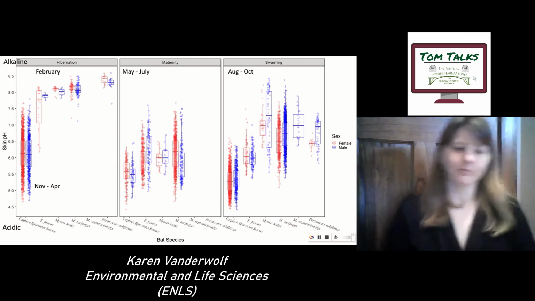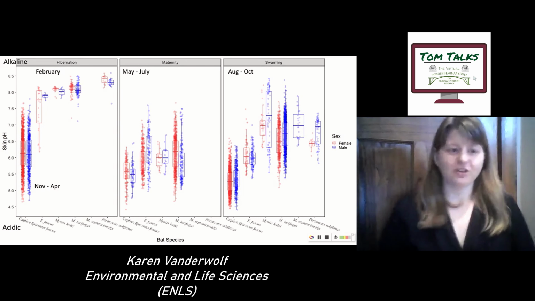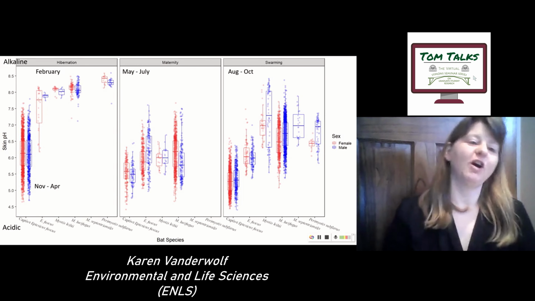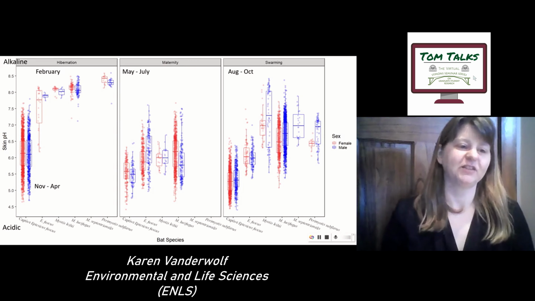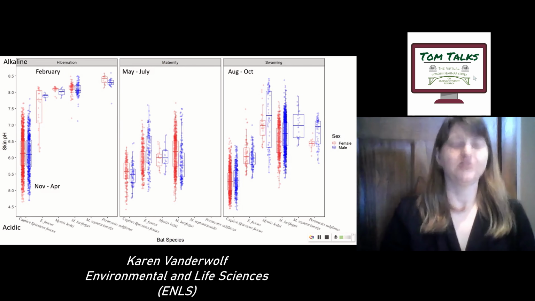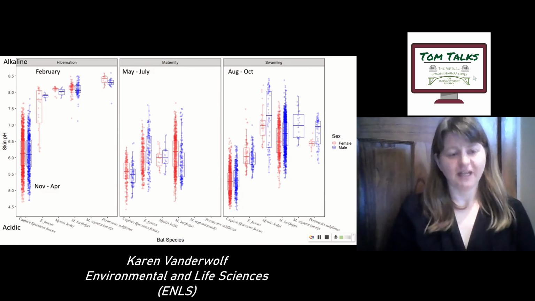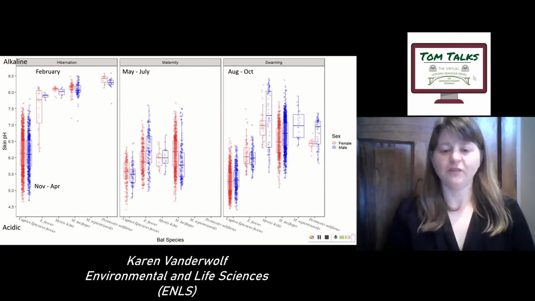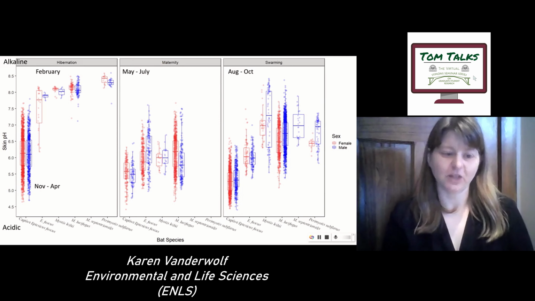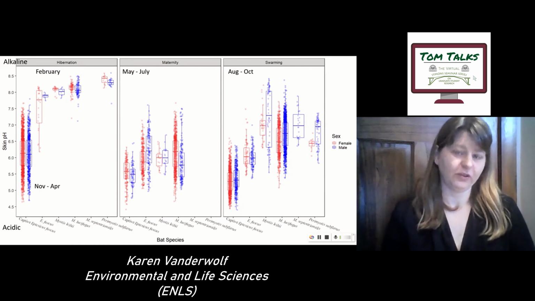So there's a lot of information on this graph. On the y-axis, there's the skin pH values, and then along the bottom axis, the x-axis, we have the 5 different bat species that I measured. So to focus first on hibernation.